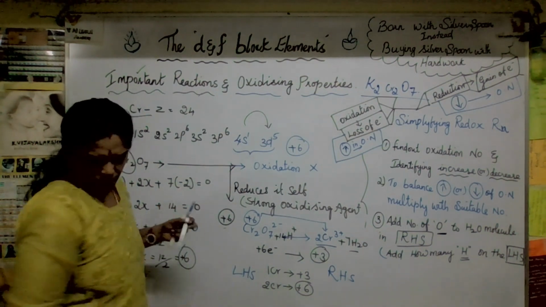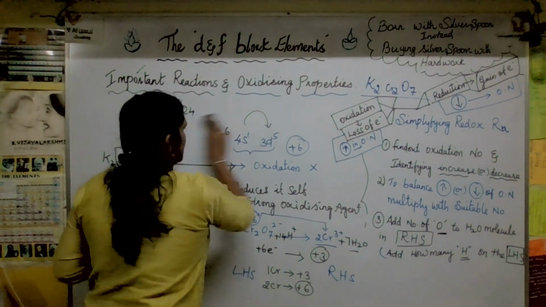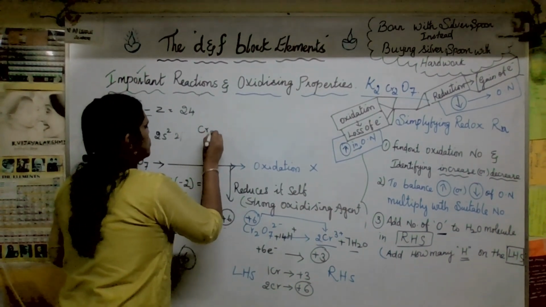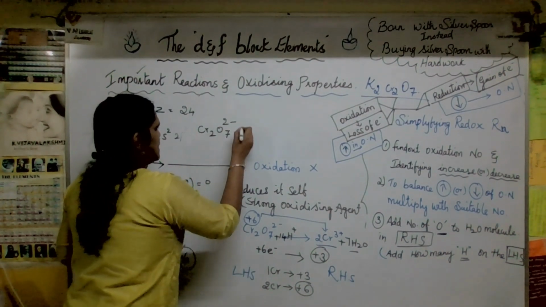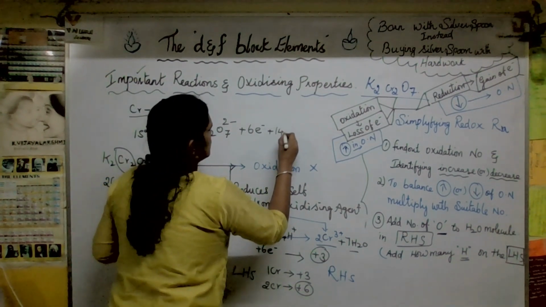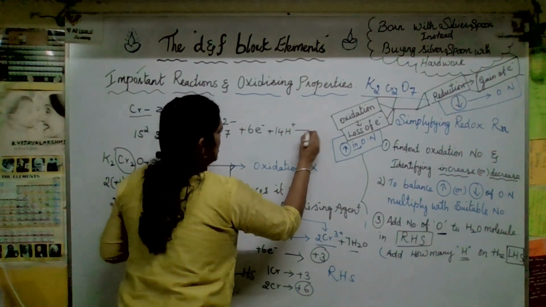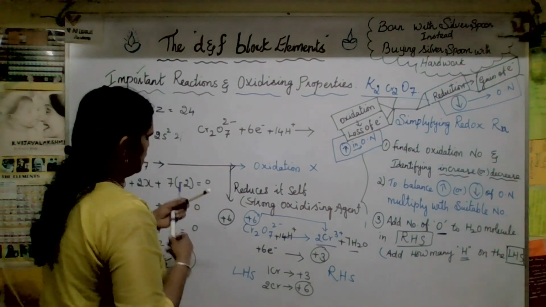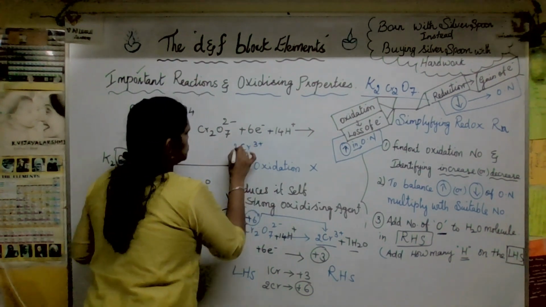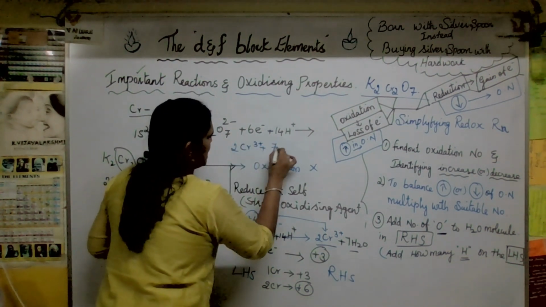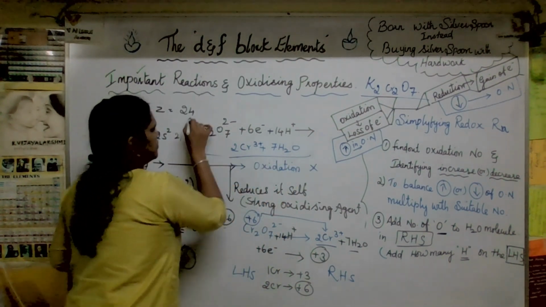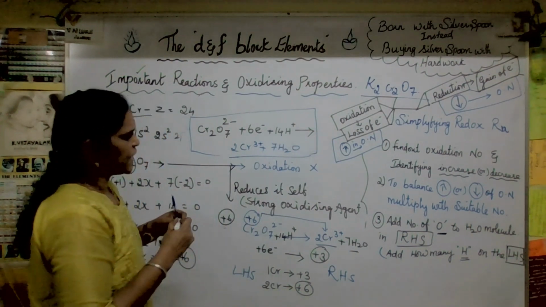I hope you got a clear idea for this. Now, how to write that redox reaction here? Cr2O7 2- plus 6 electrons plus 14H+ ions gives 2Cr3+ plus 7H2O. Got it? So this is the way you have to write this equation. Hope you got a clear idea.